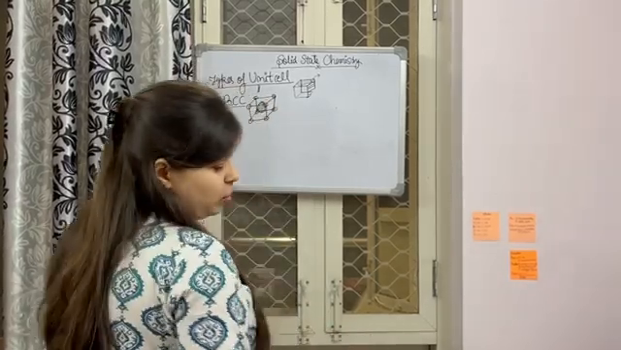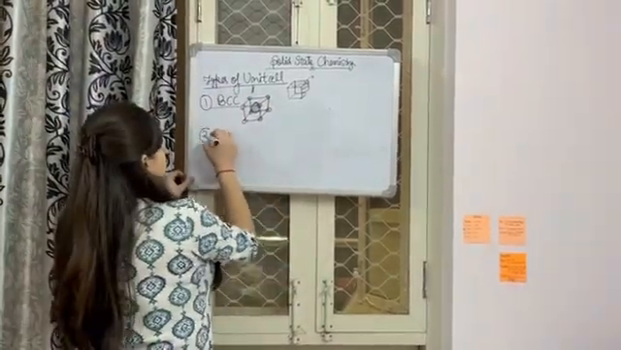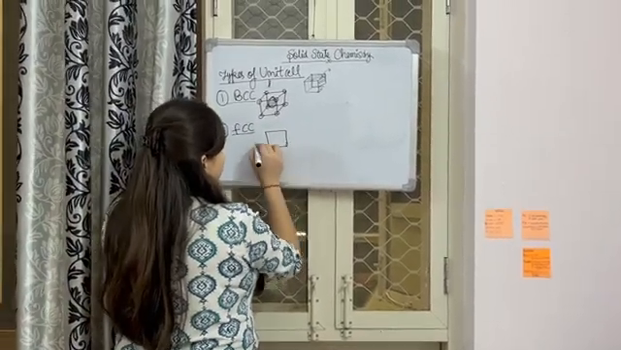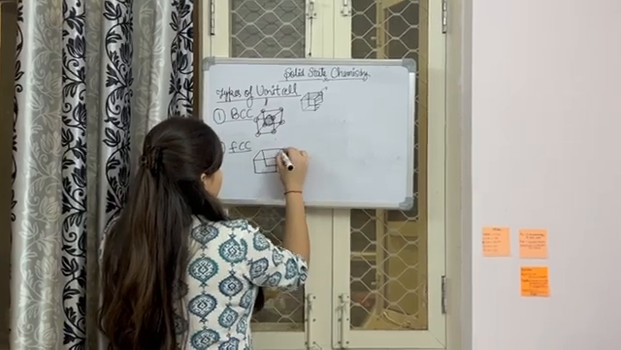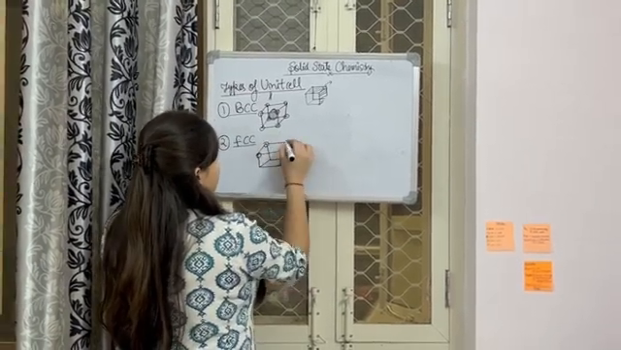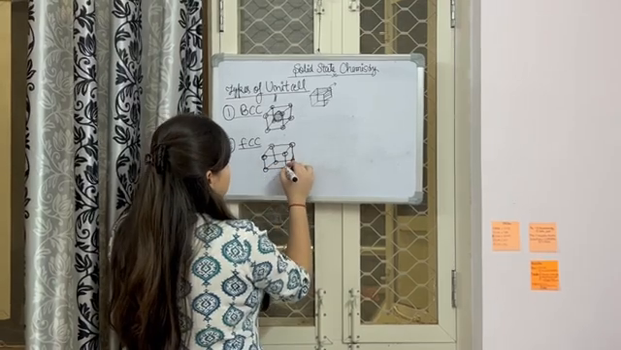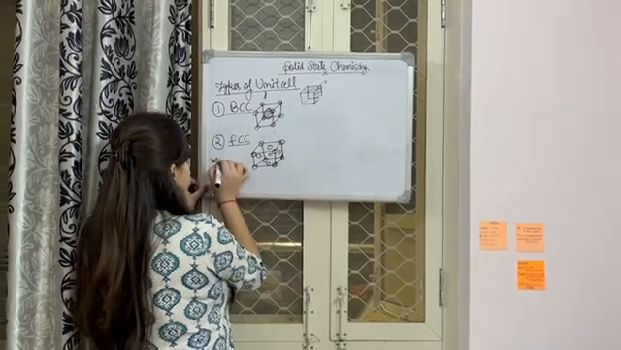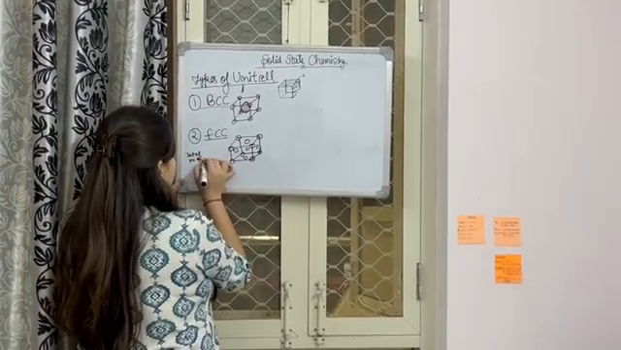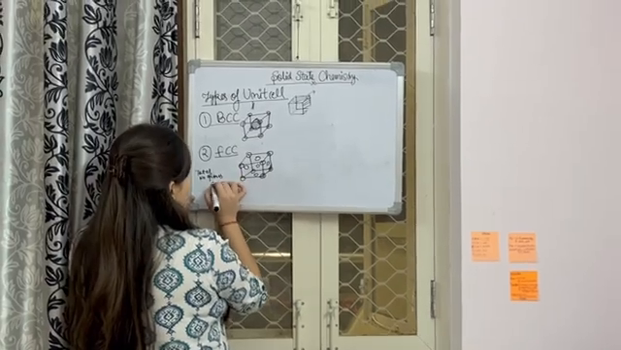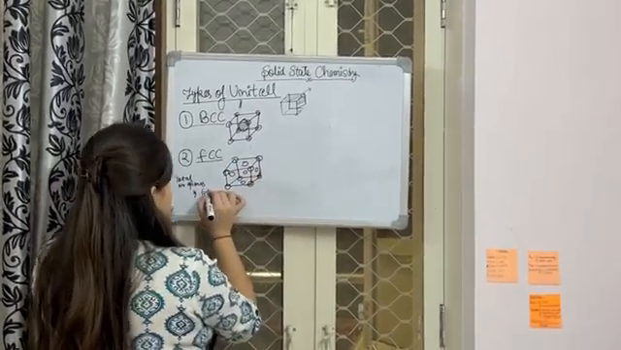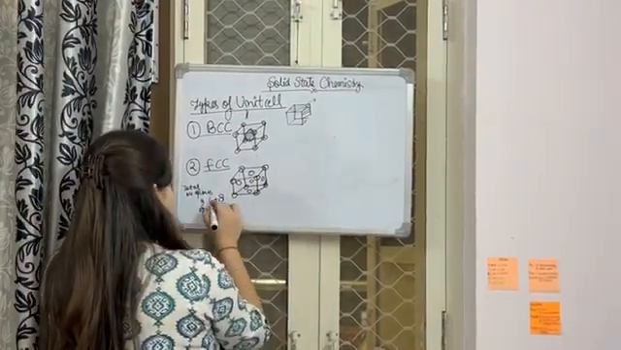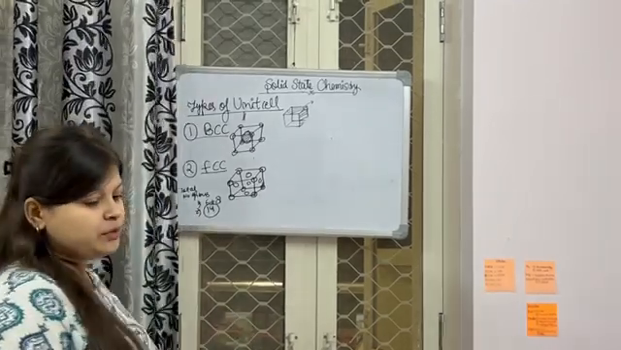Second is a face centered cubic unit cell. We will see face centered. FCC is the face centered cubic unit cell. Here all points are present in the corners as well as in the faces. So as there are 6 faces, if we see the total number of ions, they will be 6 plus 8, right? So there will be 14. So in FCC type of unit cell, 14 ions are present in the lattice.